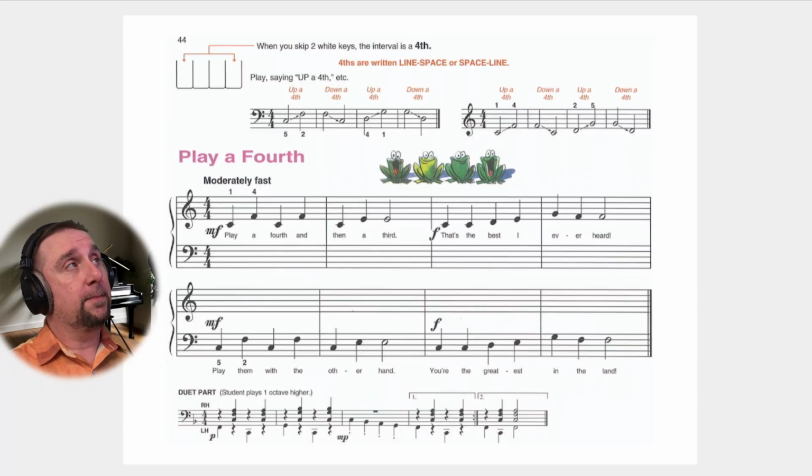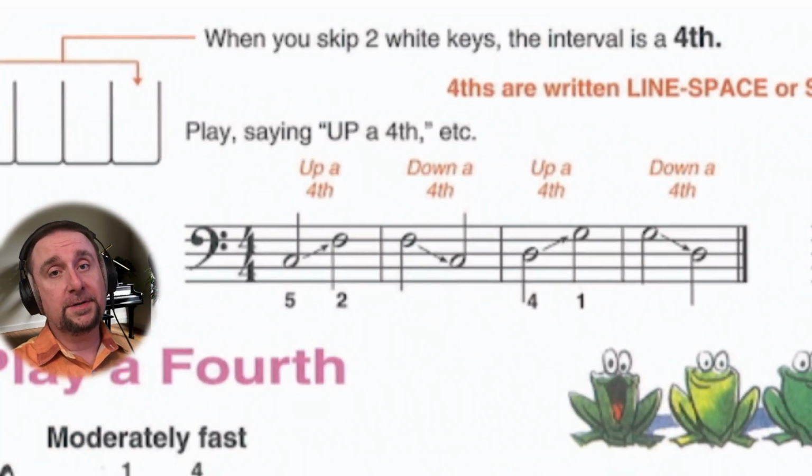So now we're going to be diving into fourths. Let's turn to page 44, play a fourth, and check out the top of the page. The first thing we're looking at is that the left hand has two different fourths that it can play in C position.